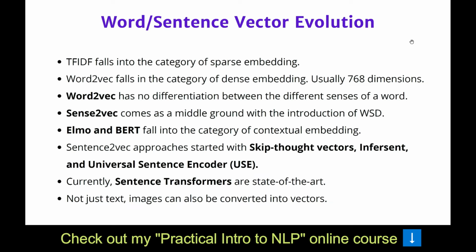But from a practical applied NLP standpoint, if you just have a good baseline understanding of TF-IDF, Word2vec, and all the variants up to sentence transformers, that's good enough. So let's just see how word or sentence vectors have evolved over time. In the first category, we have TF-IDF, which falls into the category of sparse embedding.